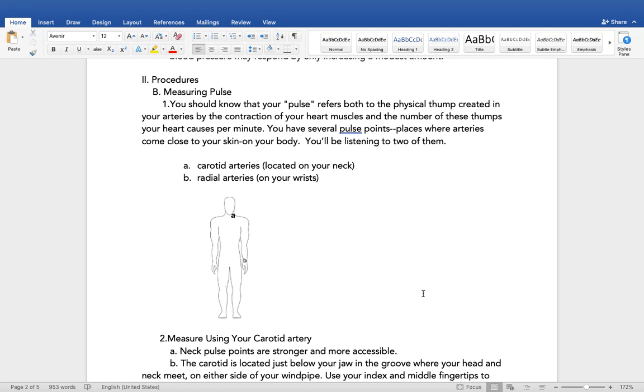So we have several pulse points along our body. These places are where arteries come close to our skin and we can feel them readily. So we'll be listening to two of them. The first one is the carotid arteries. This is located on our neck. And the second one is the radial arteries located on our wrist.